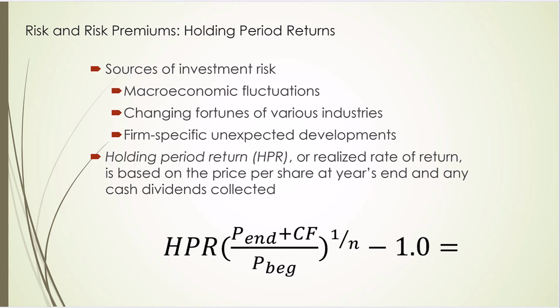The return that we want to talk about first here is the holding period return. Fairly simple formula. Holding period return: you take the ending price and add any cash flows over the time period, divide that by the beginning price. Now you take that to an exponent, 1 divided by n, where n represents years. You subtract 1 from that, and you'll get a decimal. Move the decimal 2 places, and you'll end up with a percent.